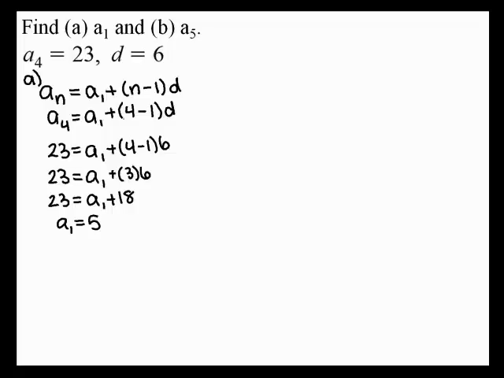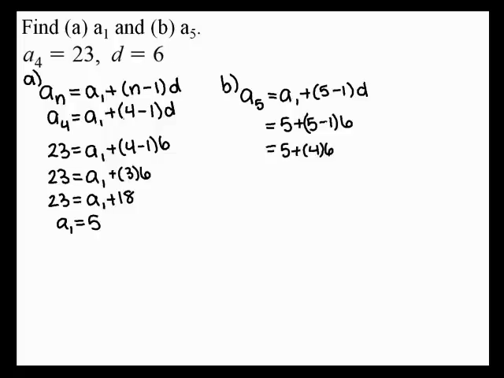Part B. Substitute 5 in for n. Substitute 5 in for a sub 1 and 6 in for d. Simplify 5 minus 1. Simplify 4 times 6. Simplify 5 plus 24. You find that a sub 5 is equal to 29.